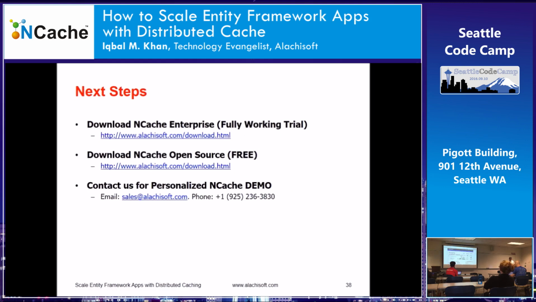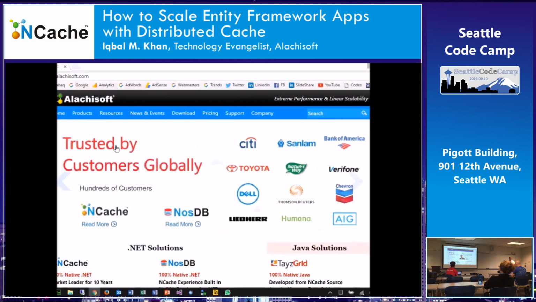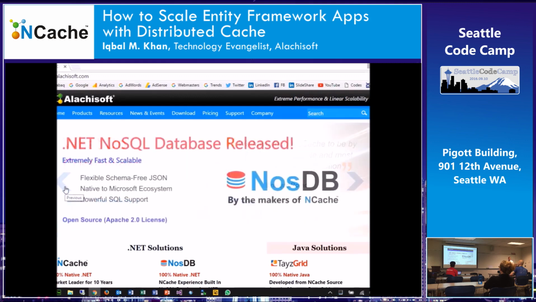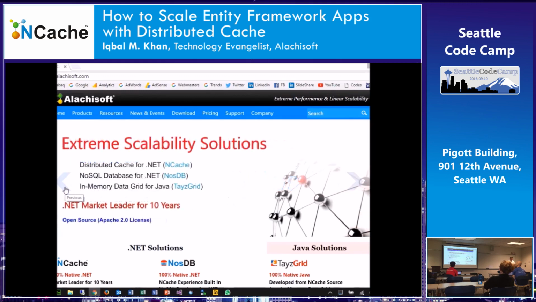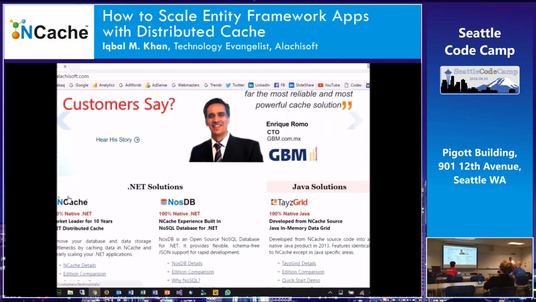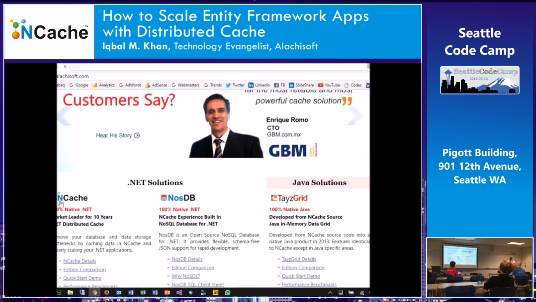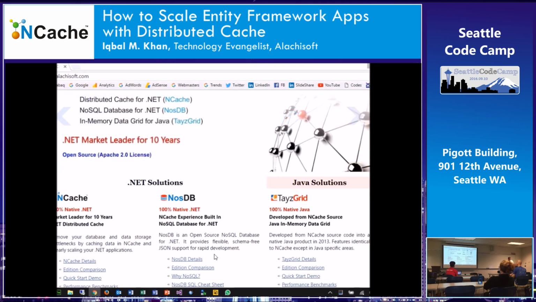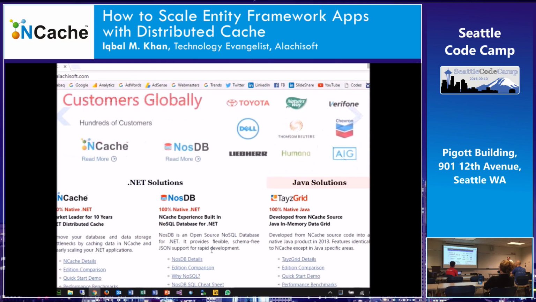I'm just going to quickly show you our website. So here's our website. Company name is Alachi Soft. The word Alachi is a Hindi word. It means a spice. It's a cardamom. The actual word is Ilaichi, but we just spelled it that way. NCache has been our flagship product, but we also have recently launched a NoSQL database for .NET. It's a fully sharded NoSQL database. Any questions?